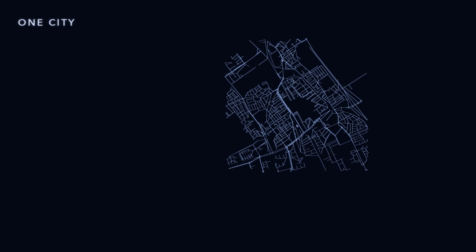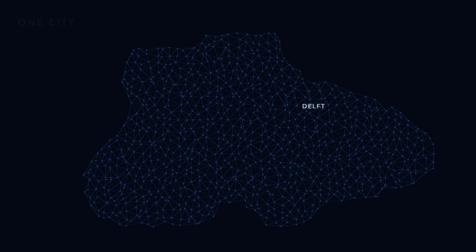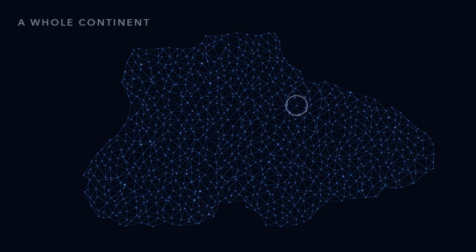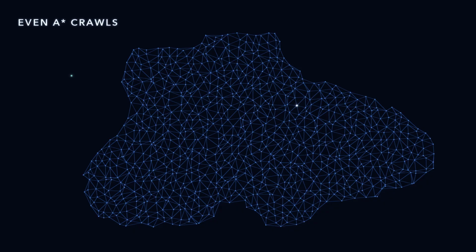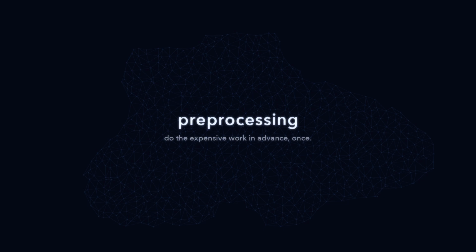Now let's make it hard, really hard. A single city already has thousands of intersections. A whole country has tens of millions. Even A-star, as clever as it is, would have to crawl across a huge slice of that map for a long trip. Do that for millions of people every second, and it's just too slow. So here's the key idea that makes continental navigation actually work. You don't wait until someone asks. You do the hard thinking ahead of time.